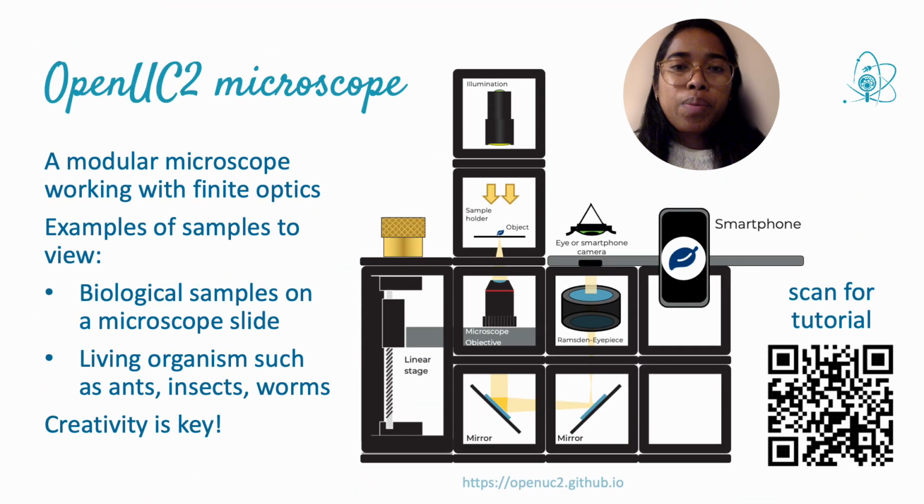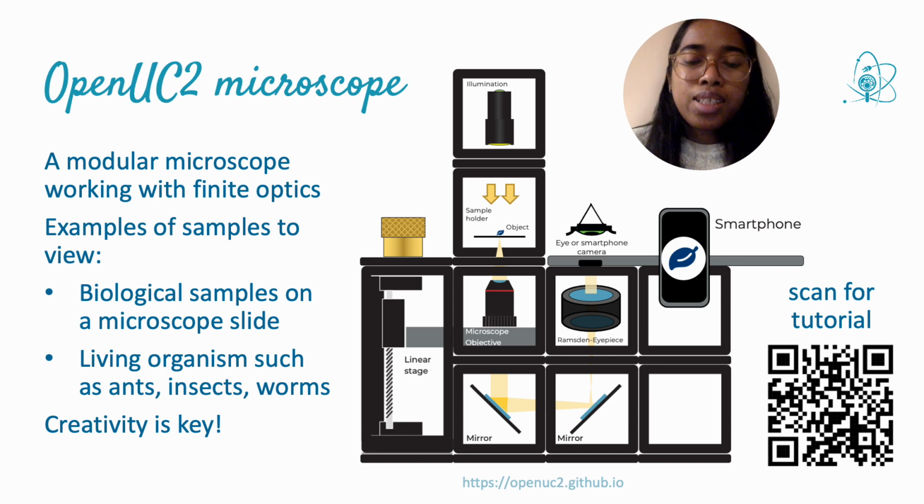The OpenUC2 microscope is a modular microscope working with finite optics. Optics can be placed inside cubes and cubes can be stacked together to form the microscope. The setup needs to follow the same diagram as displayed in this slide, showing how it should be installed.